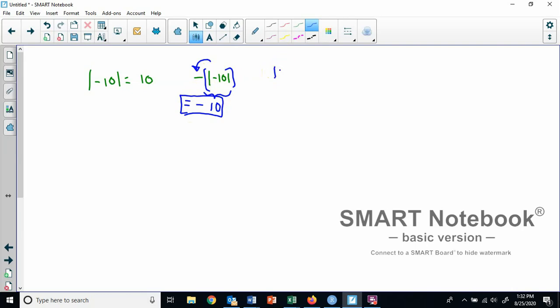Let's see, how about one like this? 2 minus 7. Once again, let's do it in steps. What is 2 minus 7? Be very careful. 2 minus 7 is -5. What is the absolute value of -5? +5. Is there anything outside the absolute values? No, so 5 is our answer. Okay? No matter what I put inside there, if nothing's outside it, you're going to get a positive out.